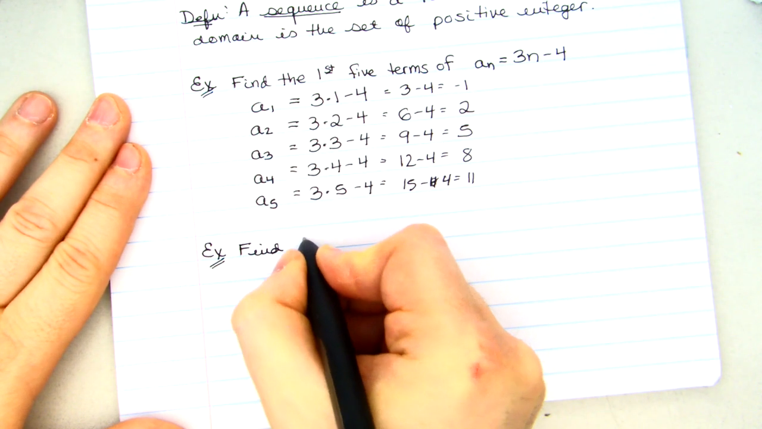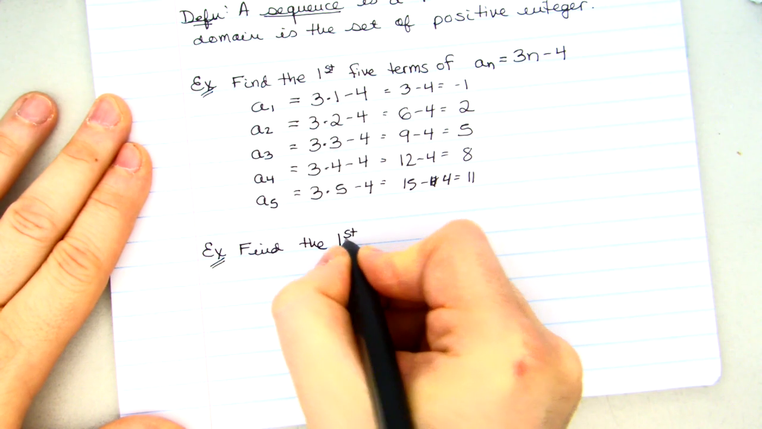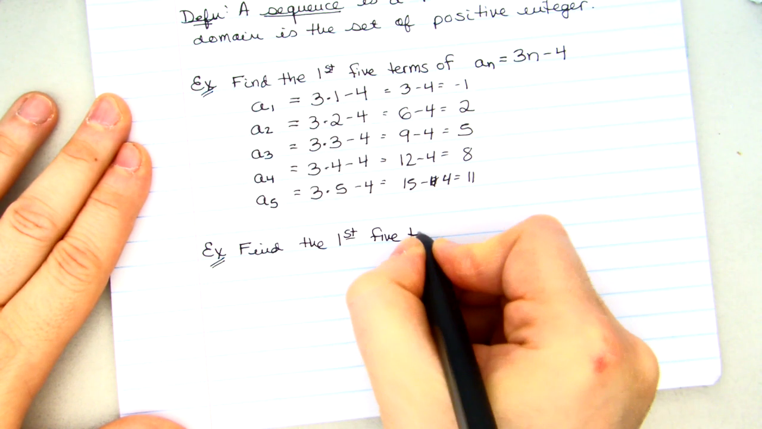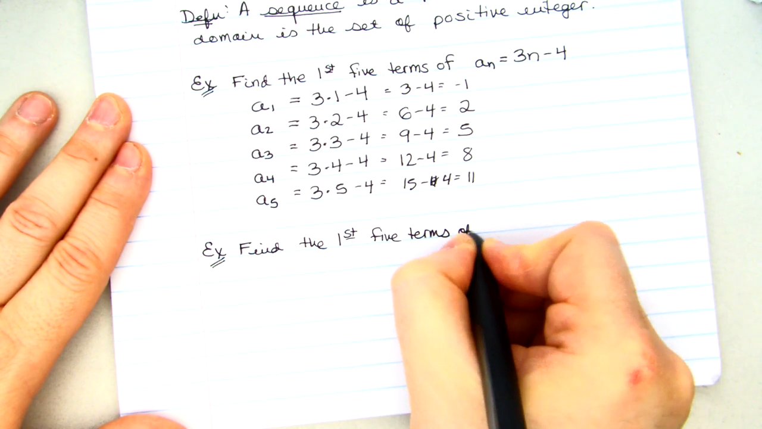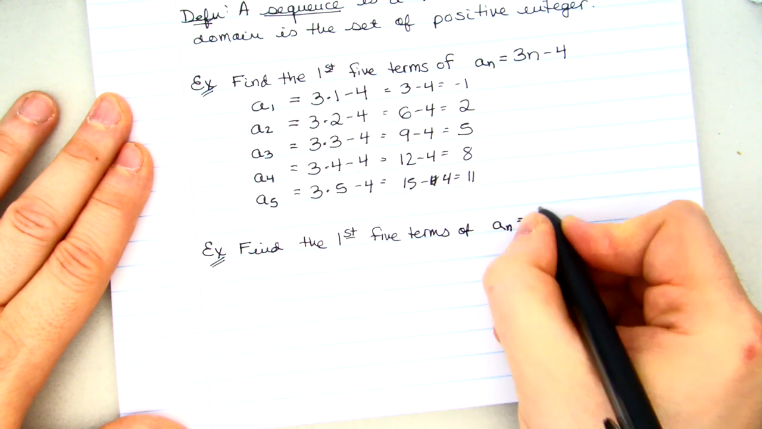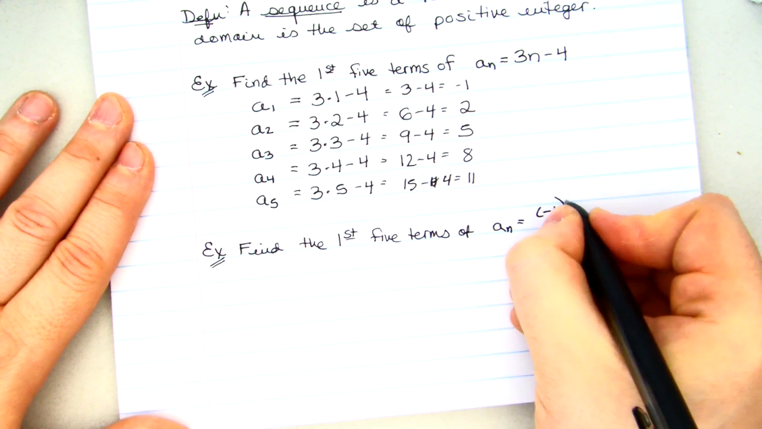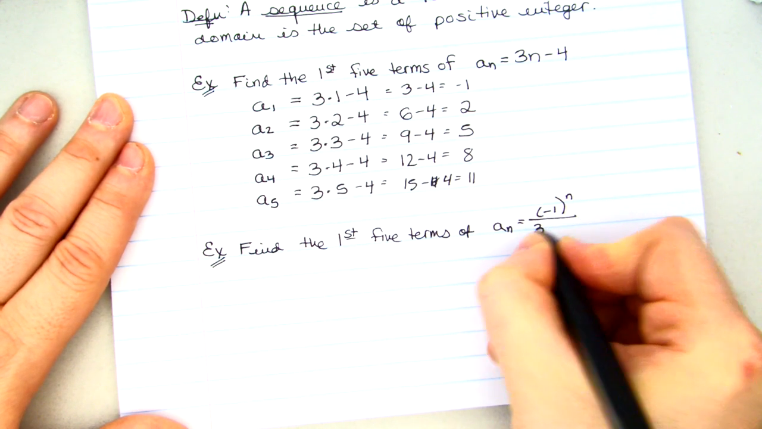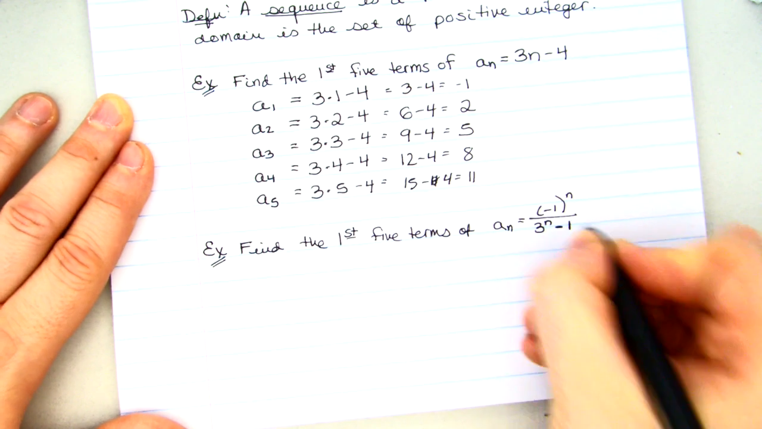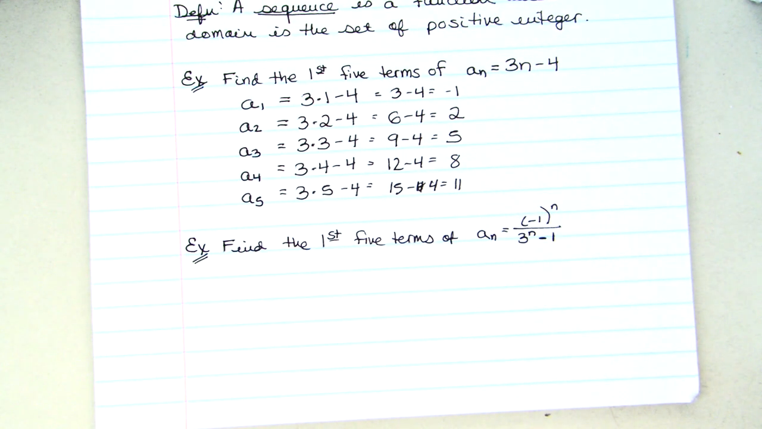Let me give you one more of these. I want you to find the first 5 terms of a sub n equals -1 to the n over 3 to the n minus 1. It's going to be the same deal, though. Even though the formula itself is a little more complicated, you're going to plug into the top, you're going to plug into the bottom. By the way, I think we should probably be able to handle these without a calculator, but in general, we will use calculators for this unit, so you are welcome to get out your calculator.